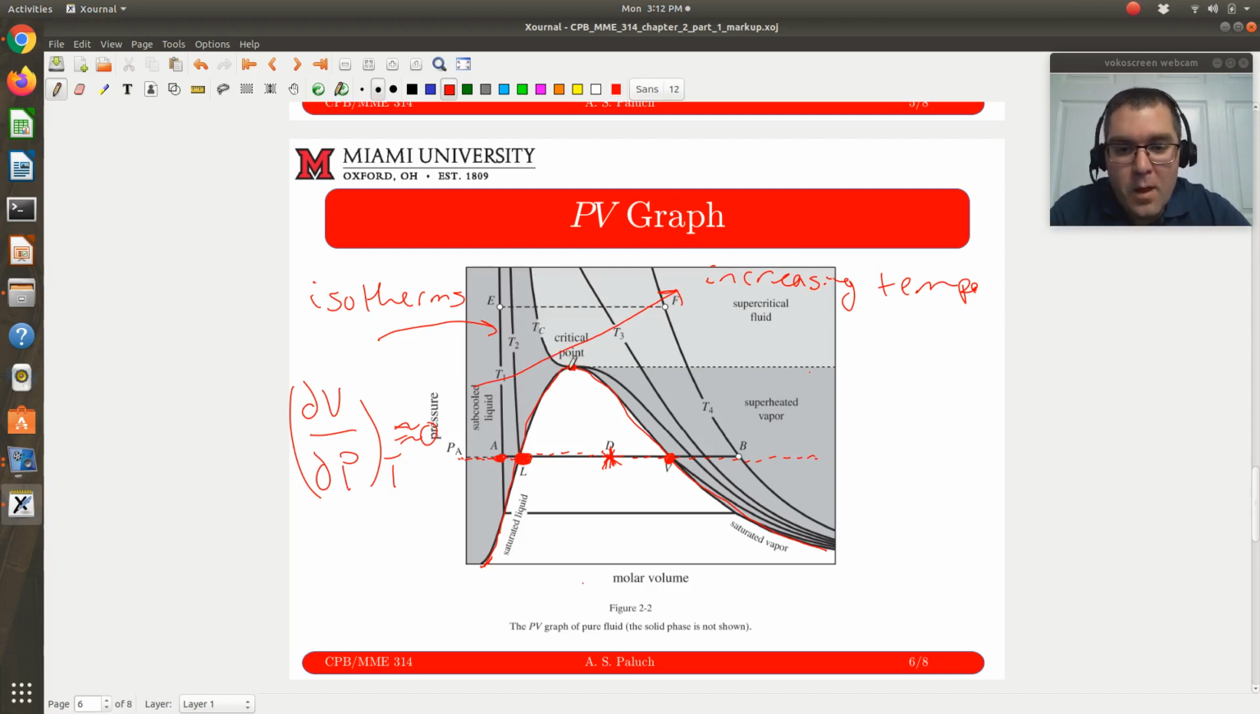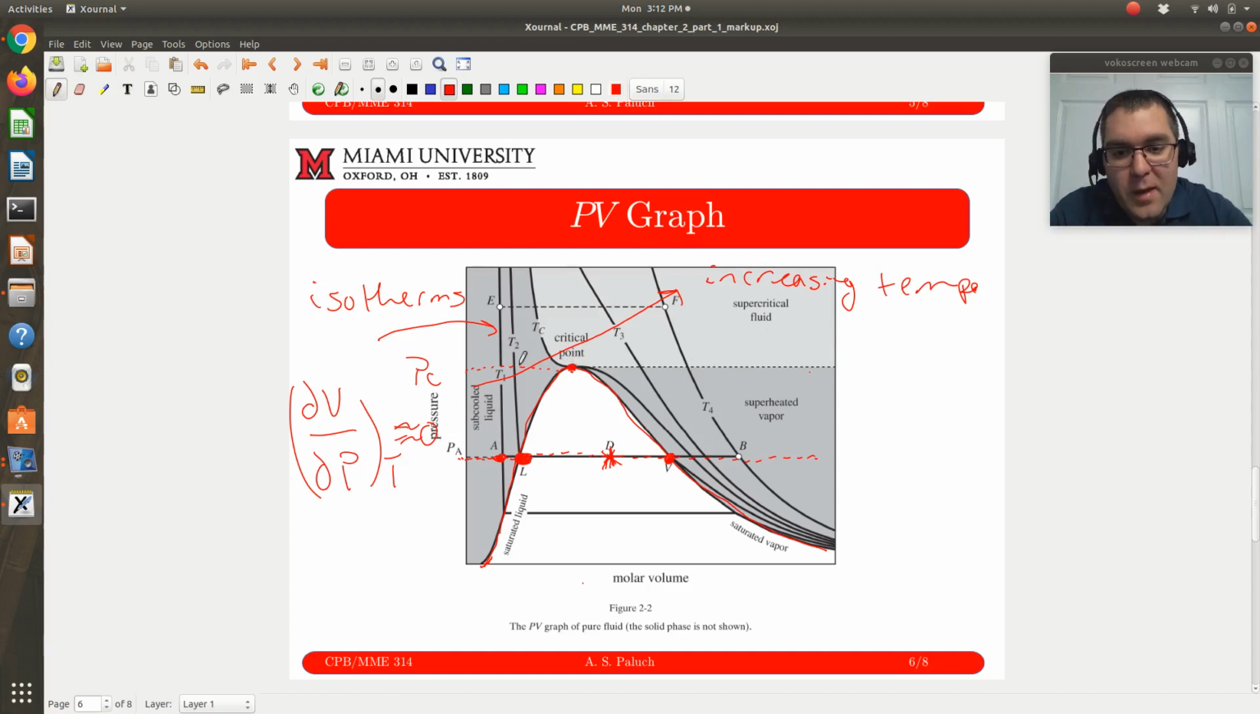If I draw this horizontal line over, this would correspond to PC. So my two lobes meet at the critical point. Here's my critical isotherm, labeled as TC, corresponding to my critical temperature. For temperatures and pressures greater than PC and TC, which would correspond to this region up here, we call this our supercritical fluid region.